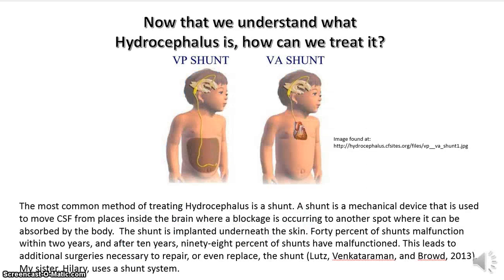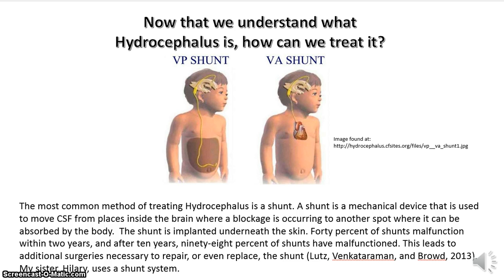Now that we understand what hydrocephalus is, how can we treat it? Well, the most common method of treating hydrocephalus is through the use of a shunt. A shunt is a mechanical device that is used to move CSF from places inside the brain where a blockage is occurring to another spot where it can be absorbed by the body. The shunt is implanted underneath the skin.